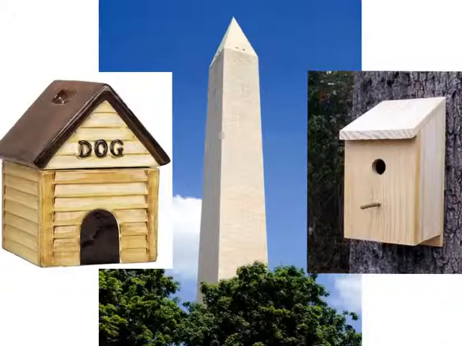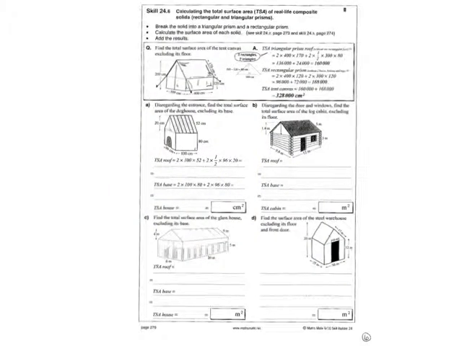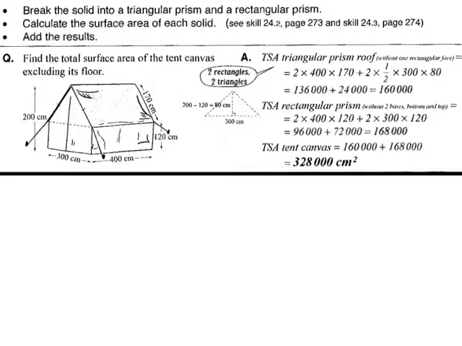So let's begin by working through some of these problems. At this time, please take out page 6 of your packet. So to calculate the surface area of this composite shape, you first need to break the shape into a triangular prism and a rectangular prism. Calculate the surface area of each solid, then you add the results.